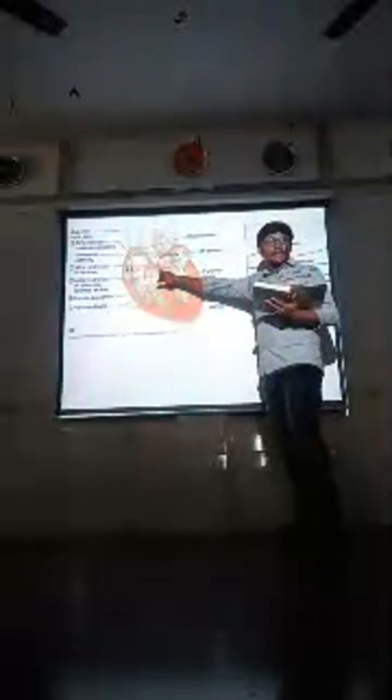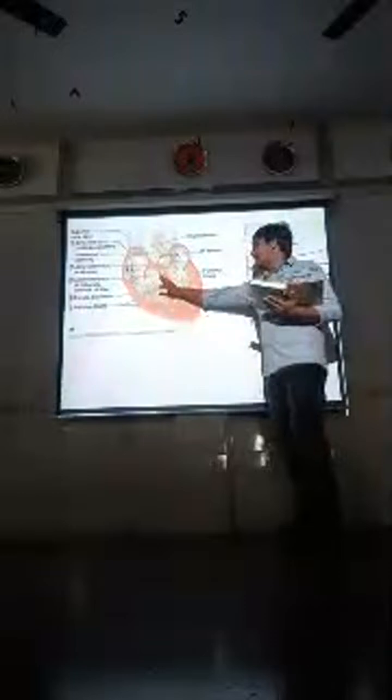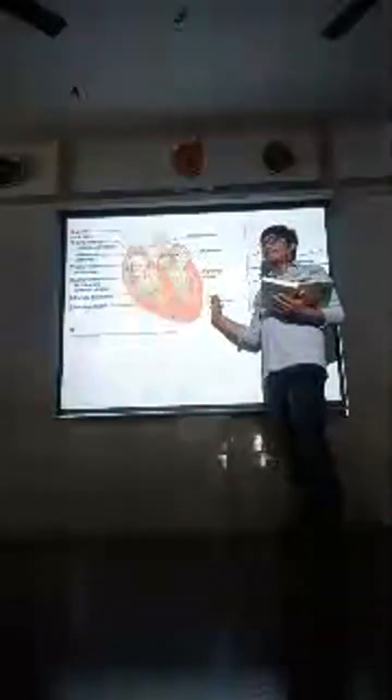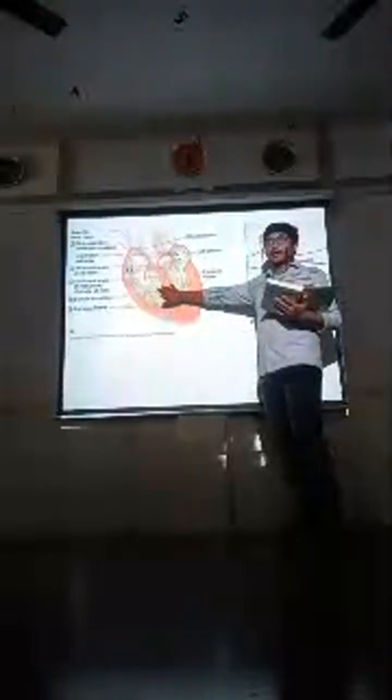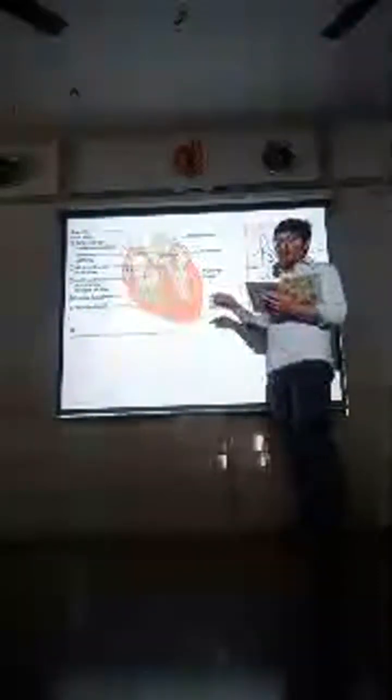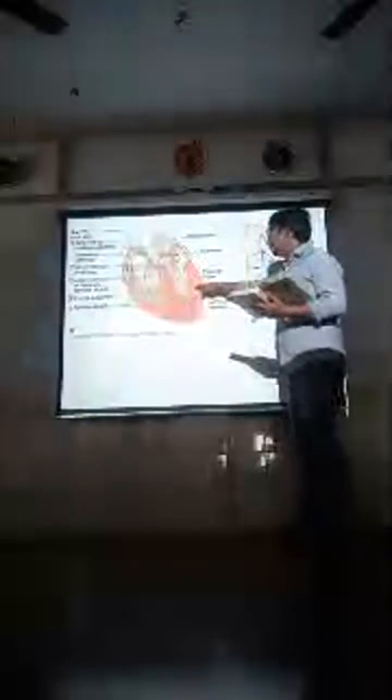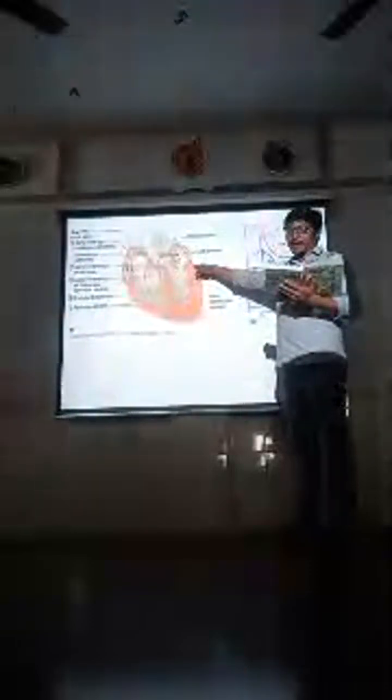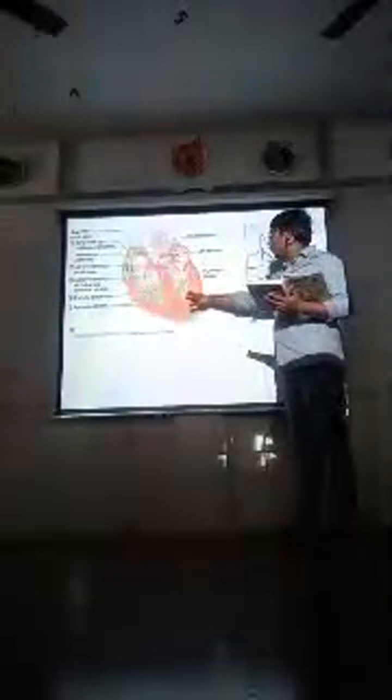When the bundle of His is divided into two branches, right bundle branch is going to the right side, left bundle branch is going to the left side, but they are still in the interventricular septum. Am I clear? Now it is distributed to the left ventricular septum, dividing into Purkinje fibers.